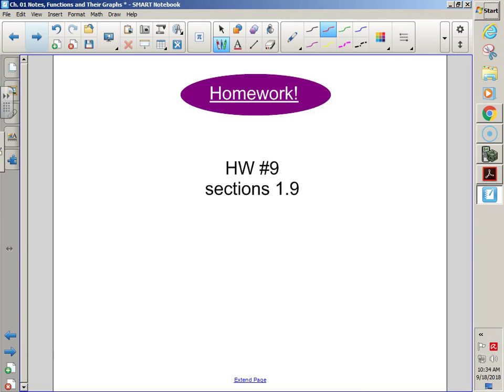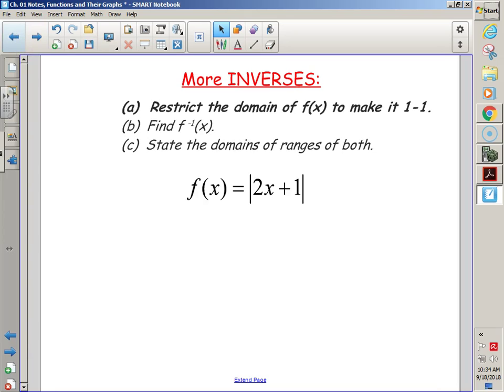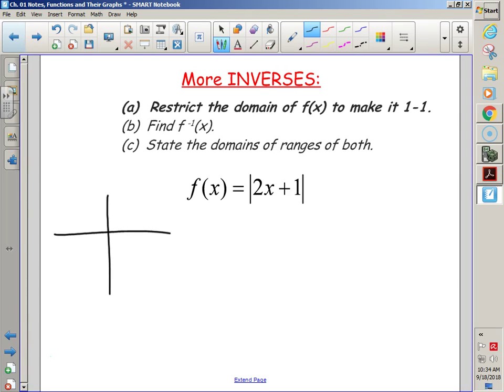Homework number 9, section 1.9. We got to go over a tricky one here at the very end: restrict the domain. What's it talking about? Graphing it really helps because on this one, it's an absolute value that's been shifted. You could find the zero of this function to figure out where it hits the axis. This one ends up just having horizontal translation and a bit of a horizontal stretch. We end up with x equals negative 1/2, which tells us where the V hits if we were to actually break this guy down into its transformations.